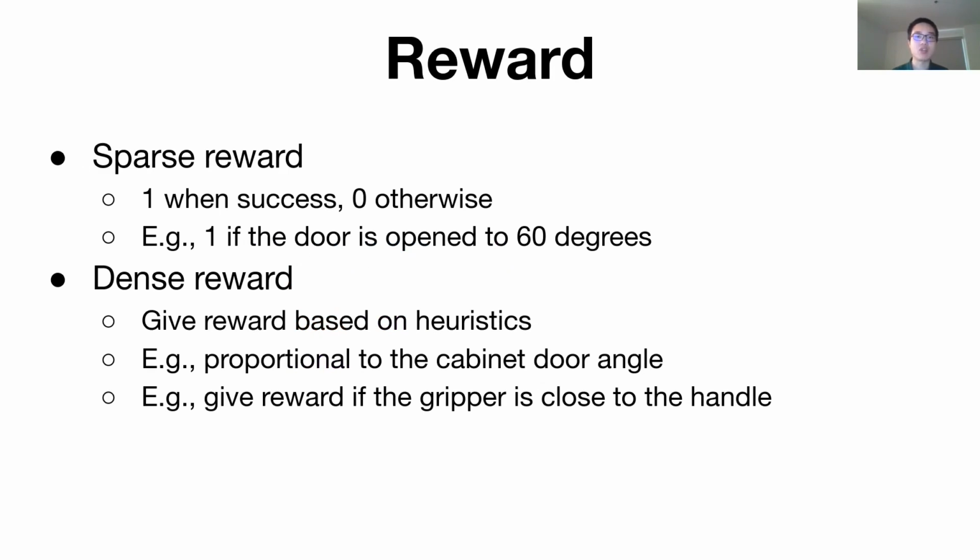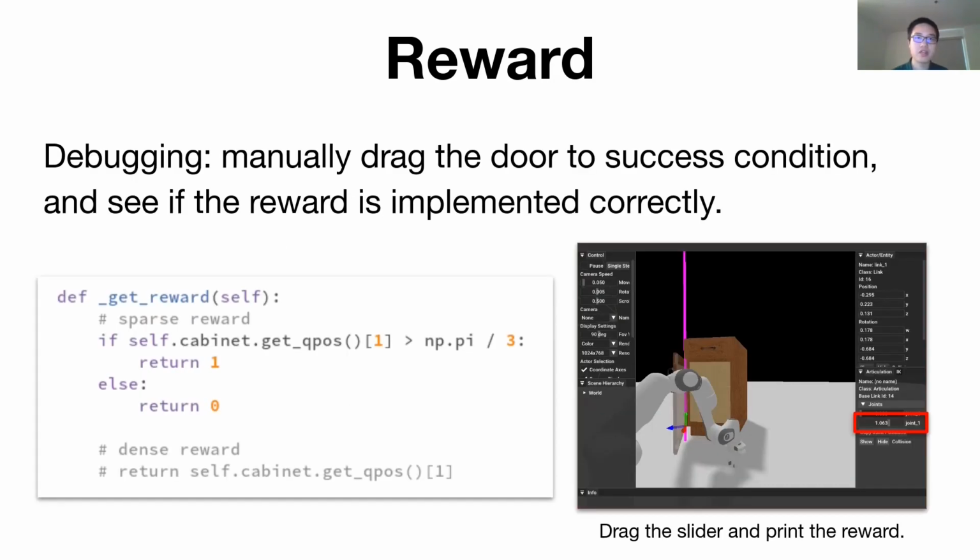Now, we need to decide what reward to use. For example, we can use sparse reward. That is, we give 1 when the environment is successful and 0 otherwise. Or we may implement dense reward. For example, make the reward proportional to the cabinet door angle, or even give some reward based on the distance of the gripper to the door handle. Here, we have the sparse reward implemented.